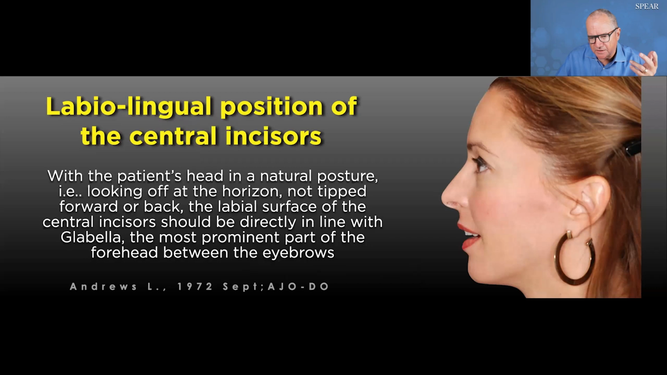And then we use something called the Andrews line to evaluate the AP projection of the maxilla. And the Andrews line is when the patient's looking right off at the horizon. If you drop a line from glabella straight down, we want the centrals right on that line. Hers are perfectly positioned. If her centrals were 3 to 4 millimeters behind that line, we'd be thinking she has a deficient maxilla. If her centrals are in front of that line, we'd be thinking the teeth are proclined or prognathic.